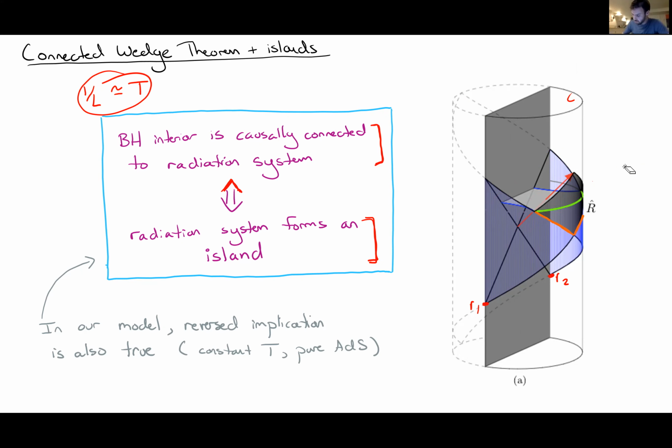Yeah, so you can see the Page time here would be... I can put this point C here at different values of the time, right? For small times, this region will be small and it will be attached, the V will not be attached to the brane, right? And then I can move it up and up, and at some point there'll be a transition to this phase. That will be the Page time, right?